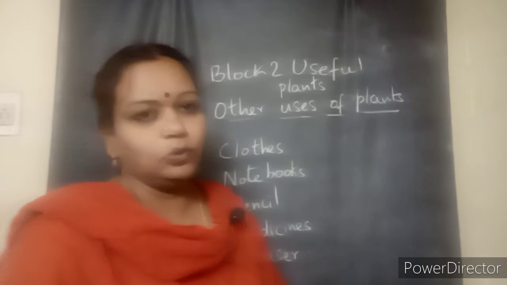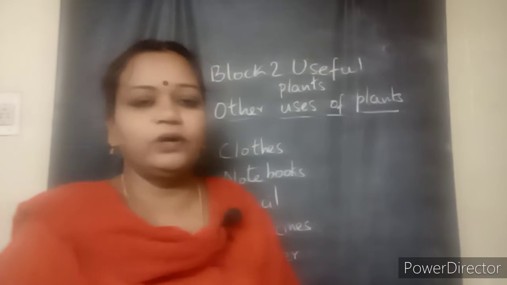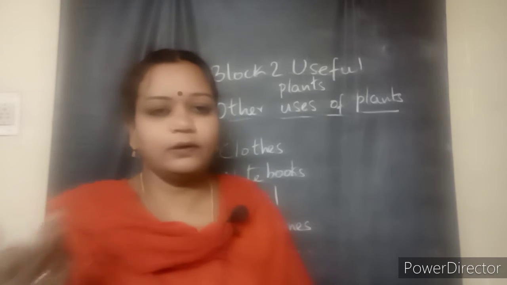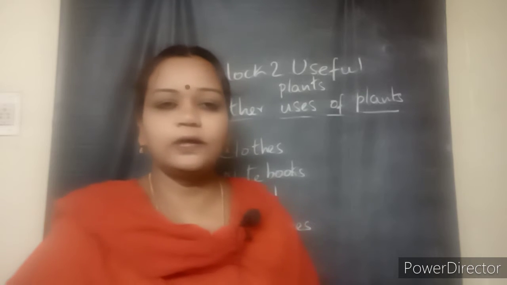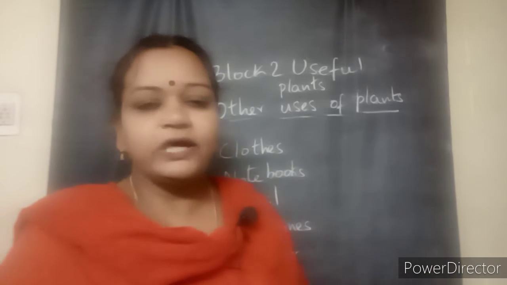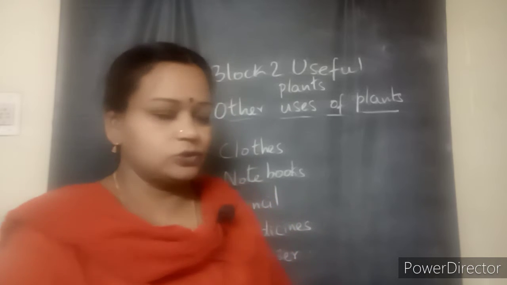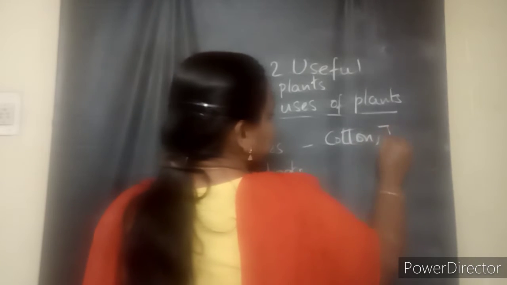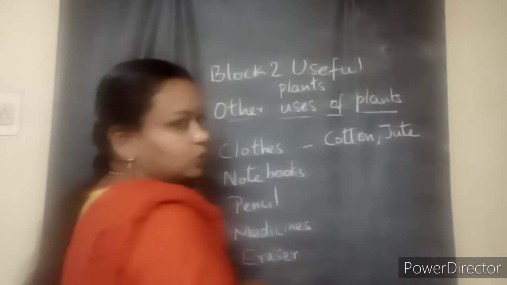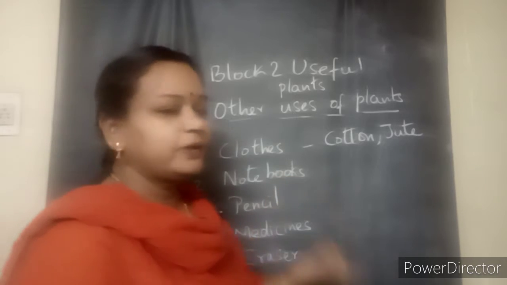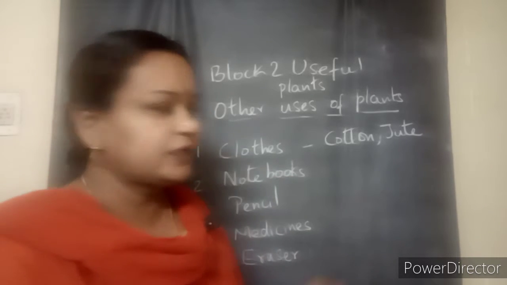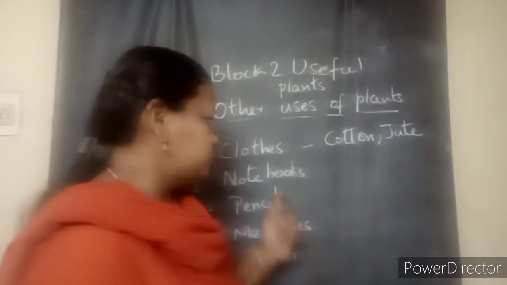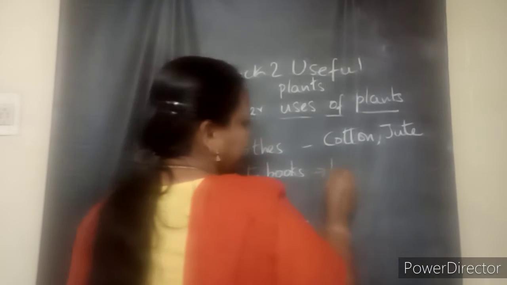So from where do we get clothes, children? Last year we learnt about natural and synthetic fibers. Do you remember? Some of the clothes are man-made, but we get some clothes from plants also. Cotton plants and jute plants give us clothes. Clothes are made up of fiber, and that fiber may be natural fiber from cotton and jute. And for notebooks, children, we need paper.